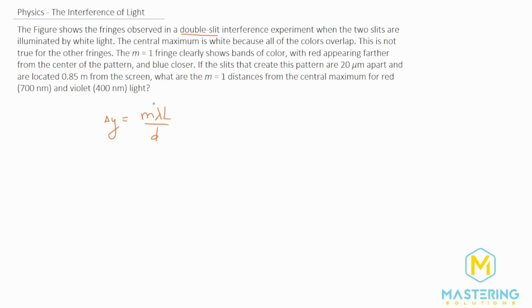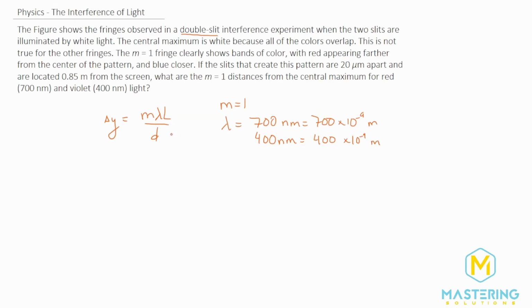So let's see what information we're given so far. We know that m is 1, of course. The lambda, we're given 2. We have red, which is 700 nanometers, and of course, that is 700 times 10 to the negative 9 meters. And we're also given the violet, which is 400 nanometers. And obviously, just as we talked about, that's 400 times 10 to the negative 9 meters.